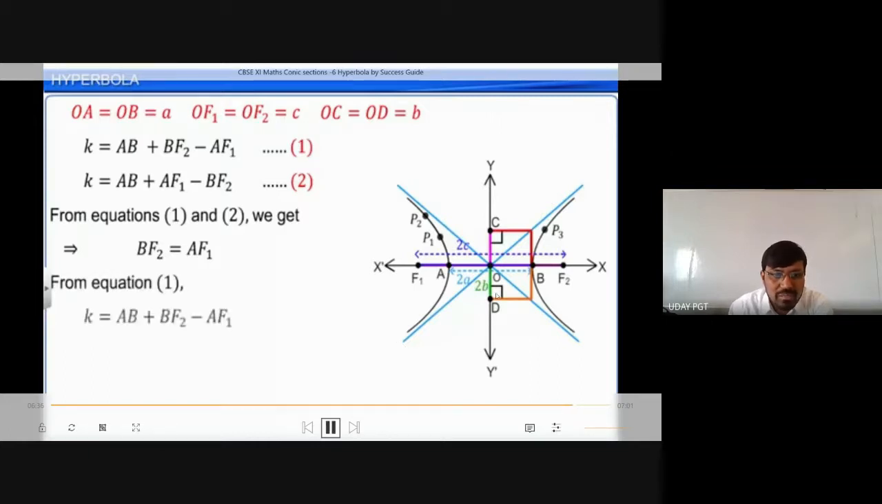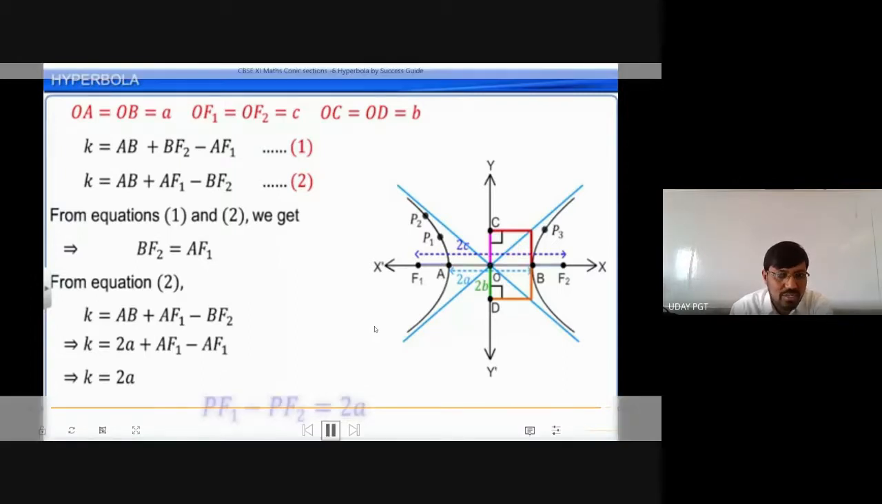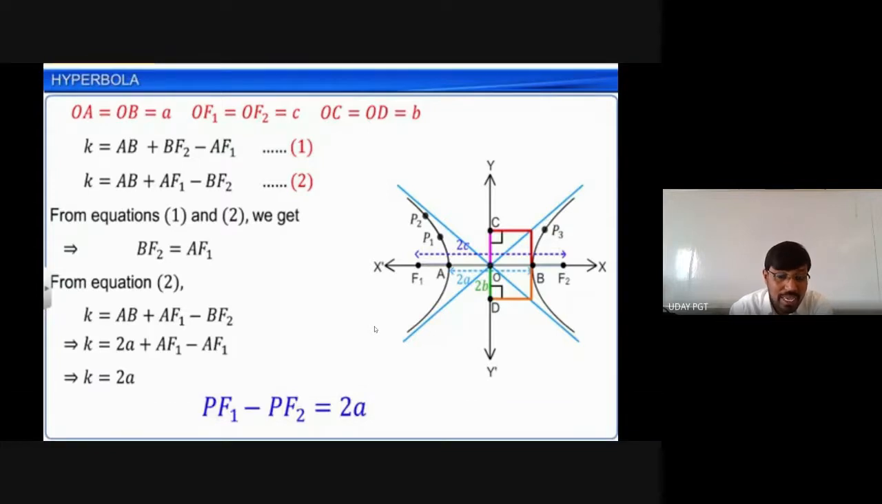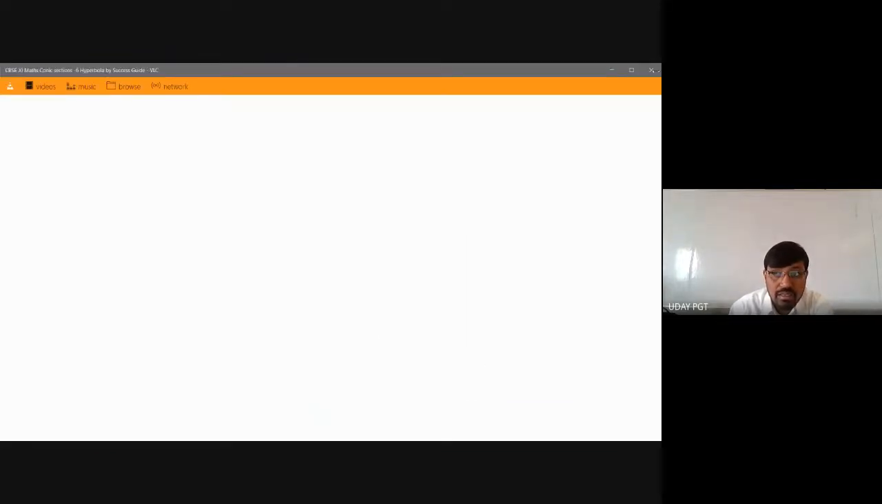So from equation number 1, what is k here? k is equal to 2a, we are going to get. From equation number 2, if you substitute these values, both are equal, k is equal to 2a. That means the constant value is 2a. What is the constant we have taken? k. So how do we get it, it is 2a, that you need to remember. Did you get my point?